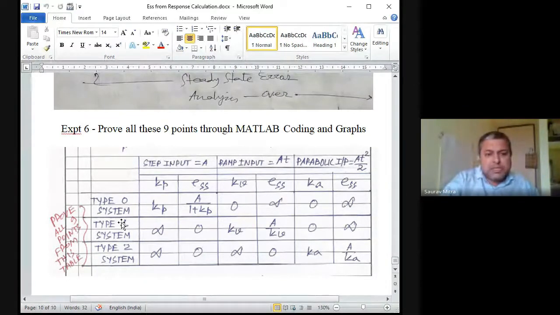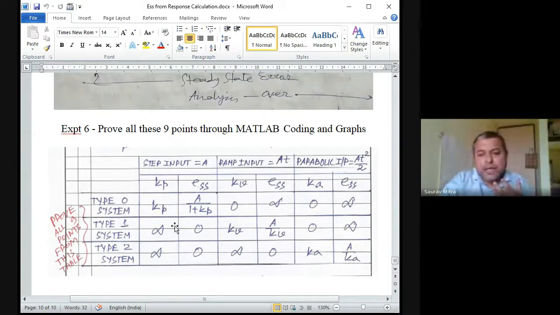Type 0 system, step input, Kp, and what is the error? A by 1 plus Kp. For unit step input, this A is equal to 1. So Kp is this, ess is 1 by 1 plus Kp. Type 0 system, ramp input, we are finding that Kv is equal to 0, and steady state error is infinity. Type 0 system, parabolic input, Ka is equal to 0 and steady state error is infinity. All these three things we have shown.